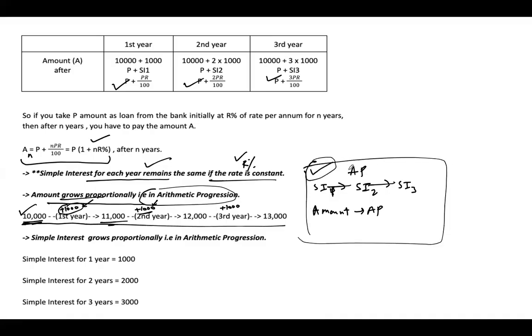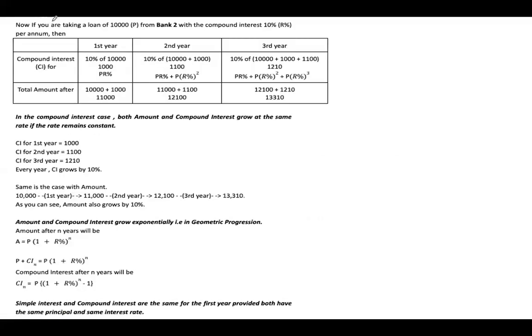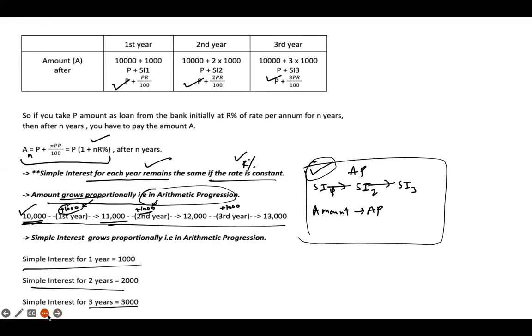Important point. And this we have found out already. Simple interest for 1 year, 2 years, 3 years. Consider the second case. So this was all about simple interest.